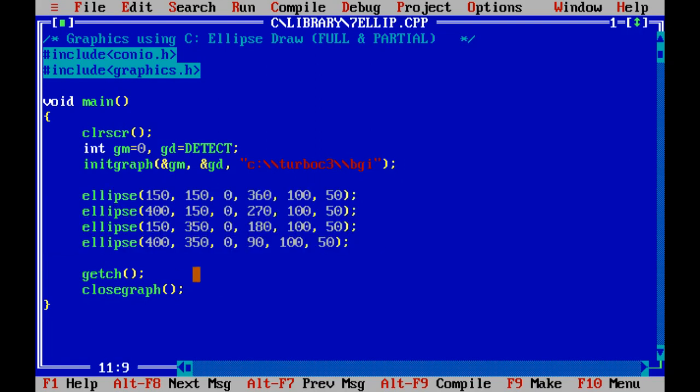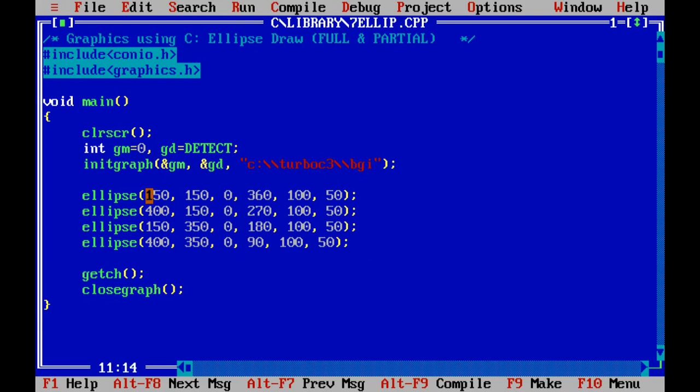These four lines use the function ellipse. It is a C library function. Using this library function, we draw four ellipses. First, I discuss the first method. This library function needs four arguments or four parameters. Now, what are the functions of those parameters?